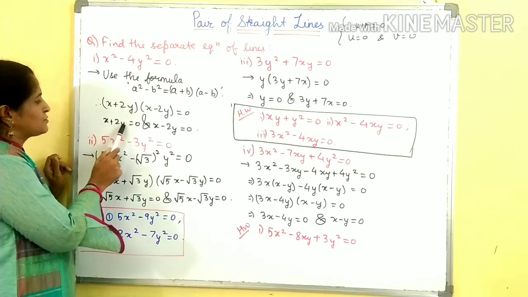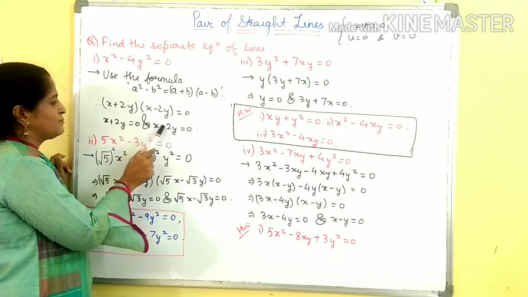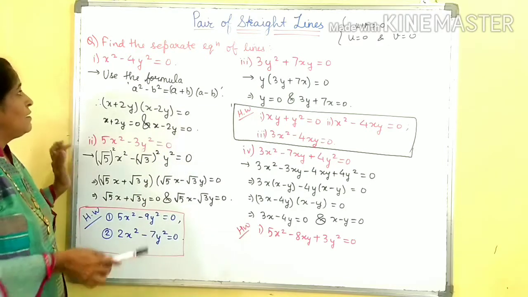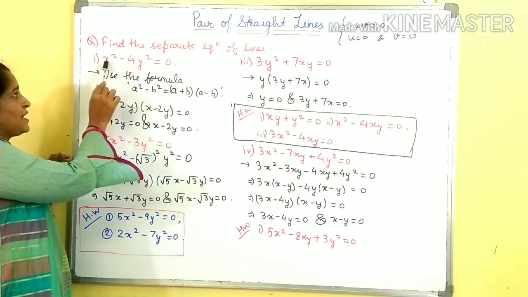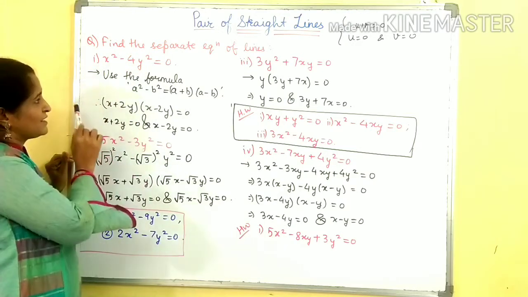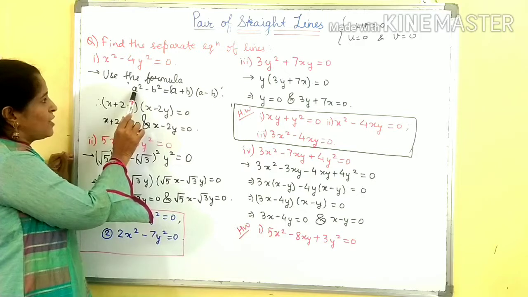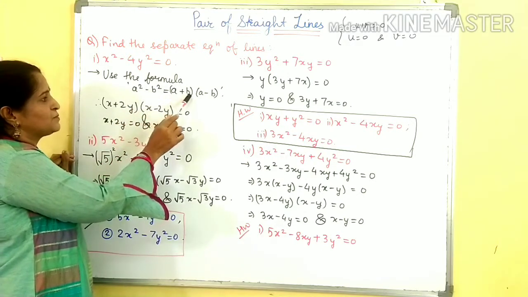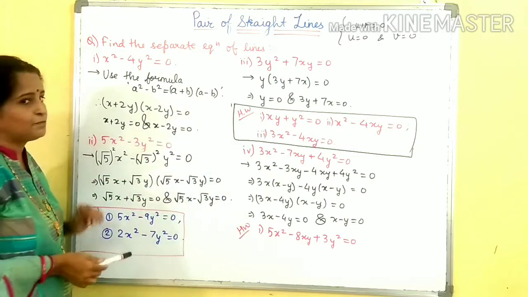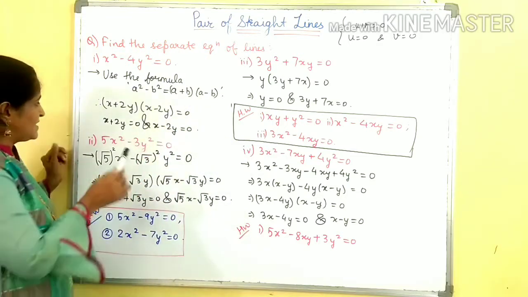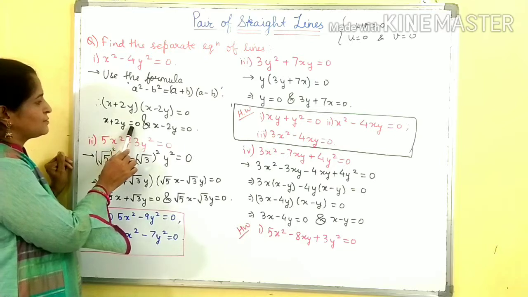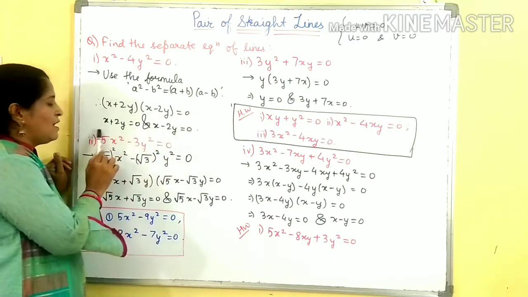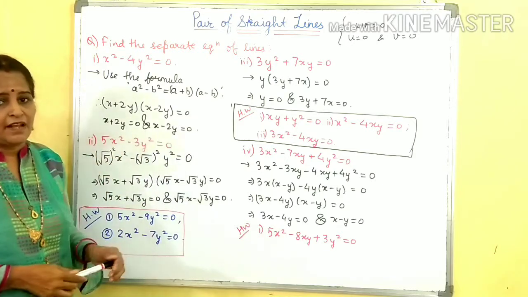Therefore, x plus 2y is equal to 0 and x minus 2y is equal to 0. For two terms, x square and y square type examples, you have to use the formula a square minus b square is equal to a plus b into a minus b, and get the answer as x plus 2y is equal to 0 and x minus 2y is equal to 0, which are the separate equations of lines.